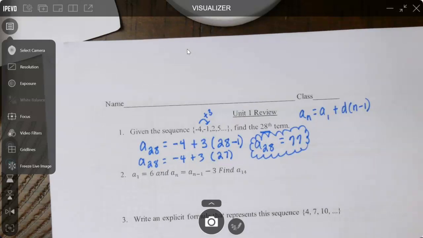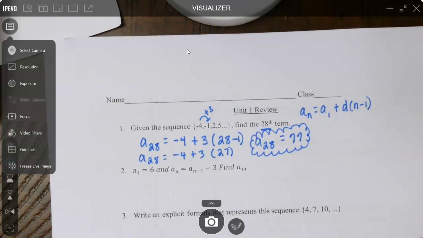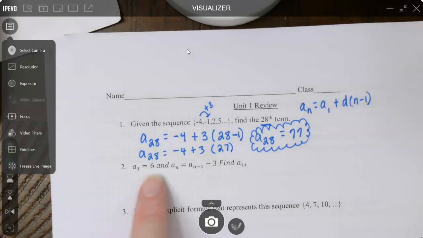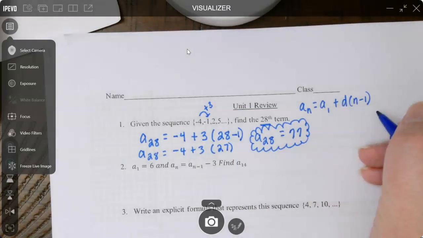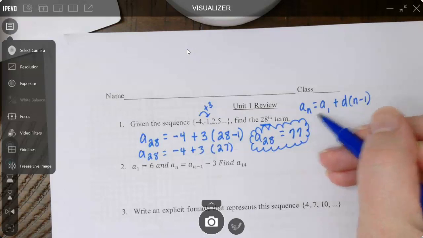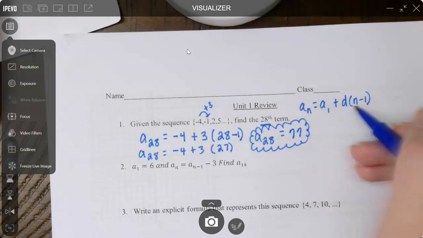Number 2, it says if a sub 1 equals 6 and a sub n equals a sub n minus 1 minus 3, find the 14th term. Okay, this tells us our first term is 6. Your common difference is negative 3, and we want to find the 14th term. So we're basically using this same formula. N is going to be 14. A1 is going to be 6, and your common difference is negative 3.